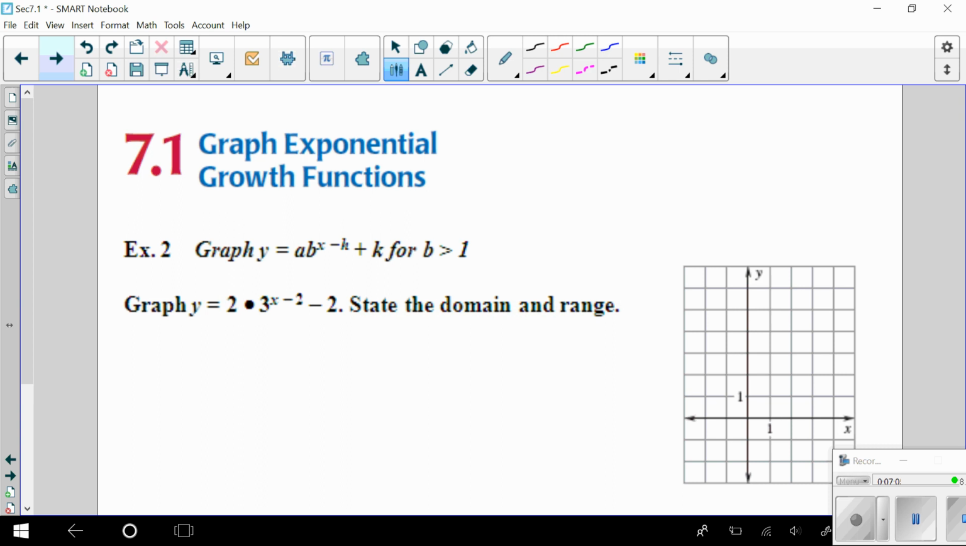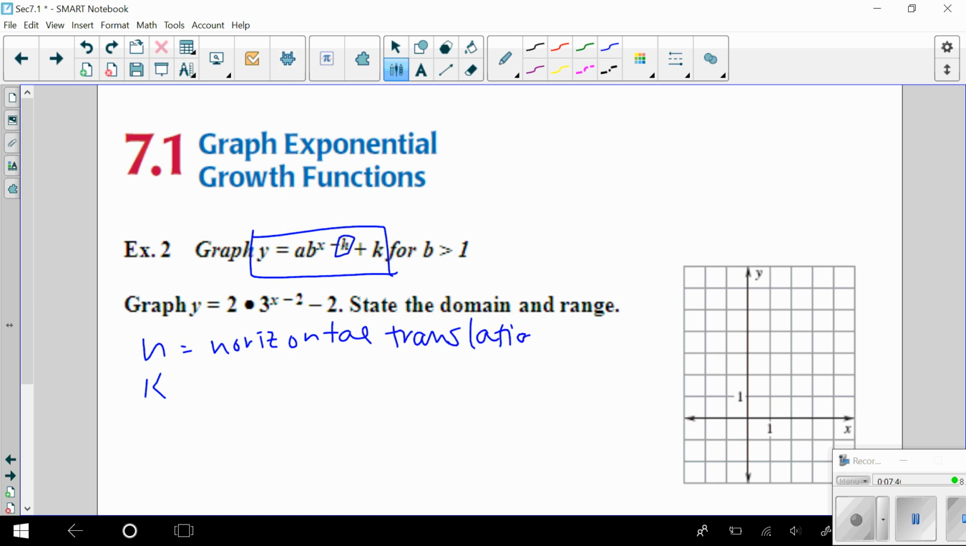All right, let's look at the second example. The second example here is graphing an exponential growth function, but if you look at this function, y equals a times b to the x minus h power plus k. So here we have the h and our k value. Our h value is the horizontal translation, just like our last chapter. And our k value is our vertical translation.